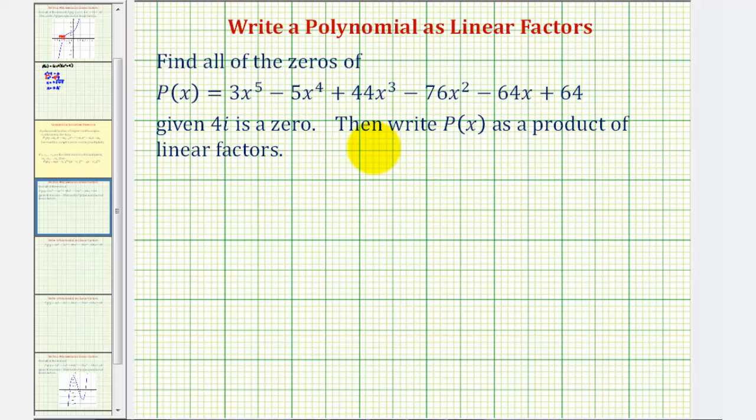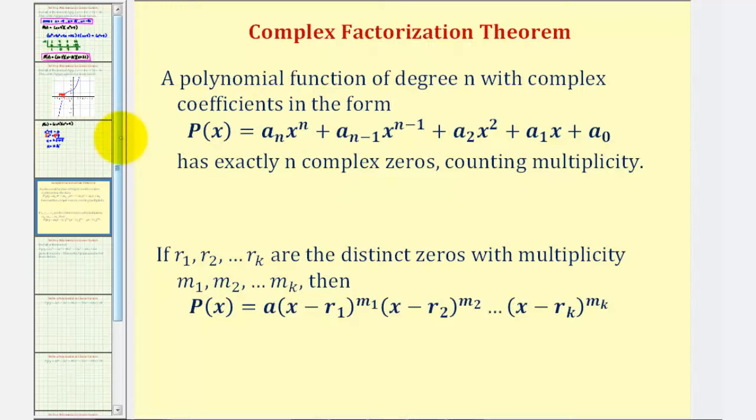We want to find all the zeros of the polynomial function given 4i as a 0. Then we want to write p of x as a product of linear factors. So for a quick review, the complex factorization theorem states that if we have a degree n polynomial function, then there are exactly n complex zeros as long as we count multiplicity.